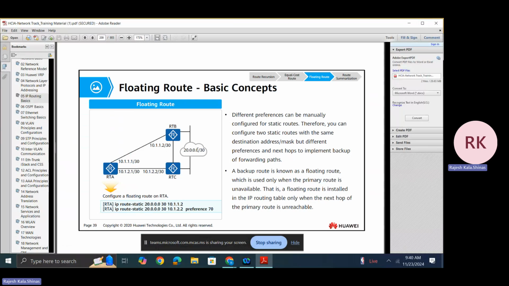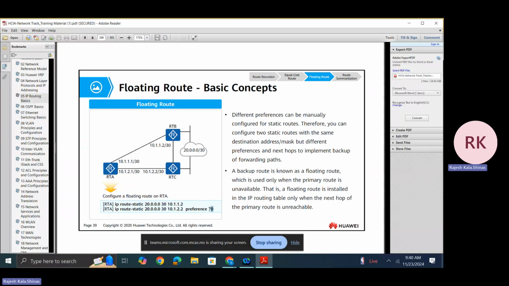See here, I have one route, ip route-static 20.0.0.0/30 through 10.1.1.2. This is the main route. The second will be ip route-static, same network, through 10.1.2.2, with preference 70. The first one has no preference set, meaning it has the lowest value. We will choose the first one as the main route. Whenever this main route is down, then only will they make the second one active.